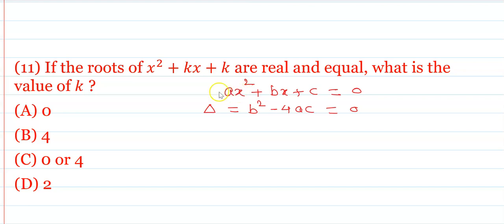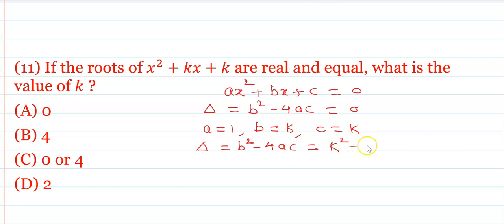What is the value of a, that is the coefficient of x square? a is equals to 1, b is equals to k, and c is also equals to k. Therefore the delta is equals to b square minus 4ac. b, that is k, म्हणजे किती येणार? k square minus 4ac. 4a, the value of a is 1 and c is k. Therefore, and this all equals to 0. Roots real and equal असण्यासाठी the value of delta किती पाहिजे तर 0 पाहिजे.